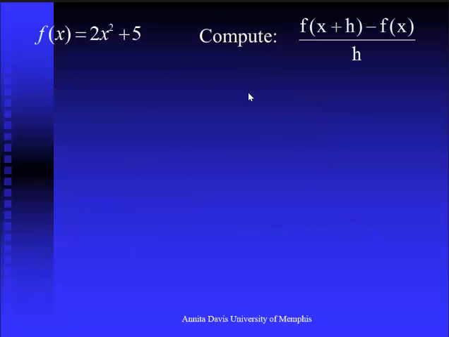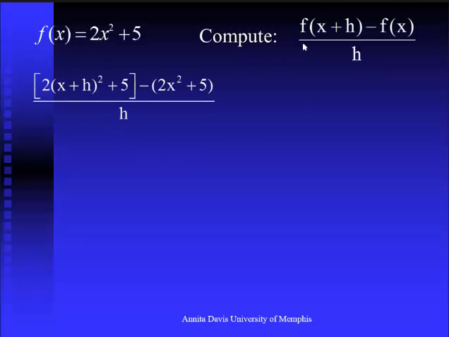Now we're going to compute the difference quotient, which is f of x plus h minus f of x, divided by h. We found that f of x plus h is 2 times (x plus h) squared plus 5. We put the brackets around it to make sure that we understand what is f of x plus h. This minus sign comes from here. Then we're subtracting f of x, so we are careful to put parentheses around f of x so that we will be able to distribute the negative.